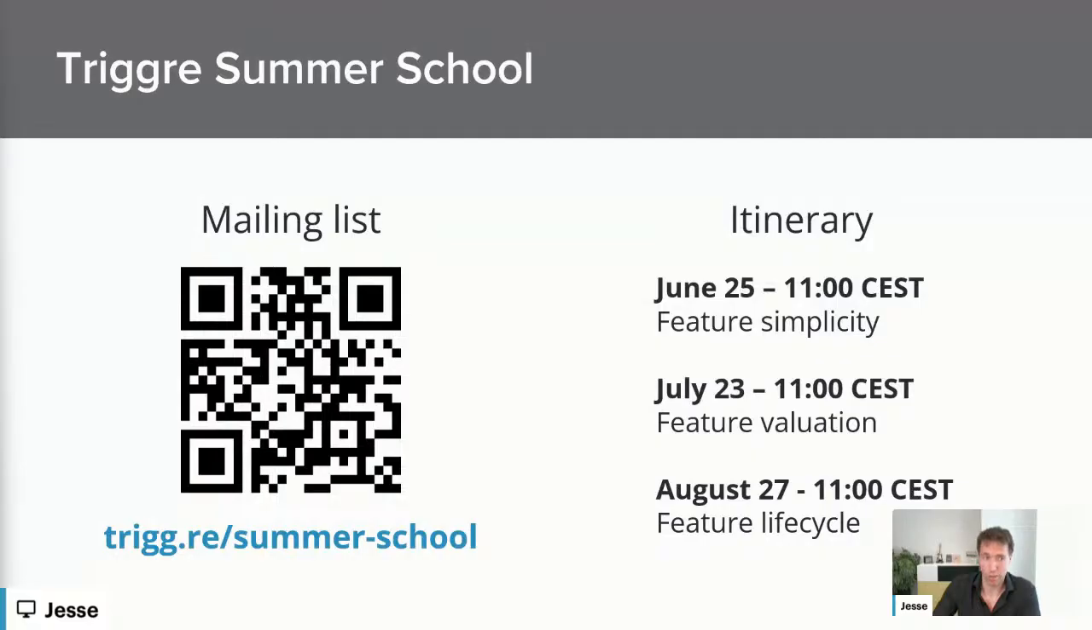The current session, obviously, is June 25th. We started at 11. I hope I was exactly on time. We talked about feature simplicity, and how to design them. The next one is on July 23rd. It will also be movie themed, but I won't reveal what it is yet. I think you can see it on LinkedIn already. We're talking about feature valuation, like discussing what value features have and how to determine them. And then in August, on August 27, we're going to talk about the feature lifecycle that you can use.